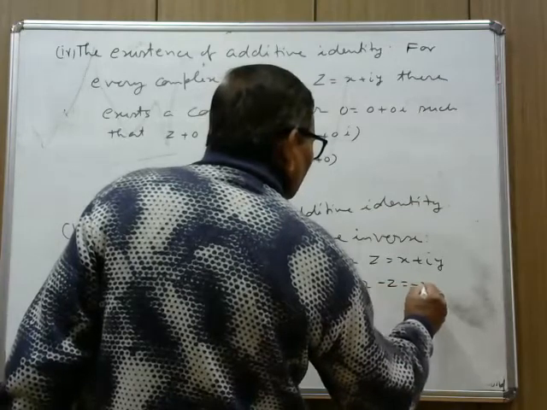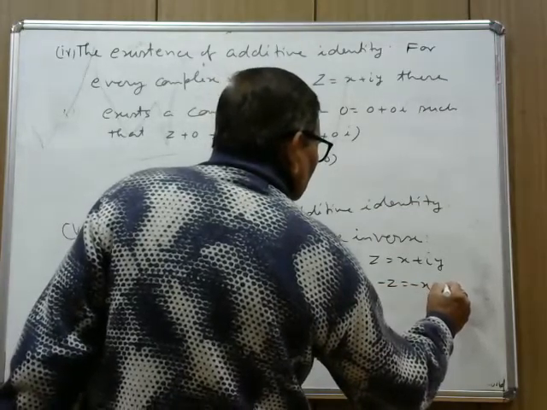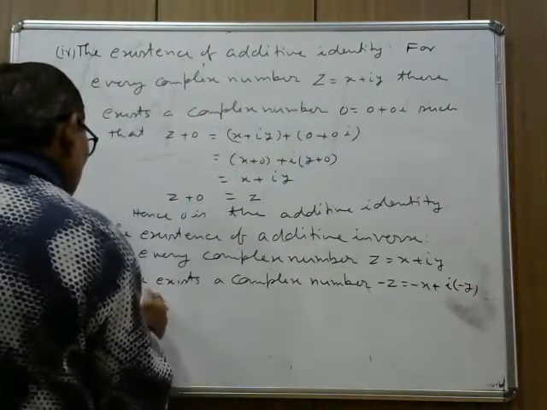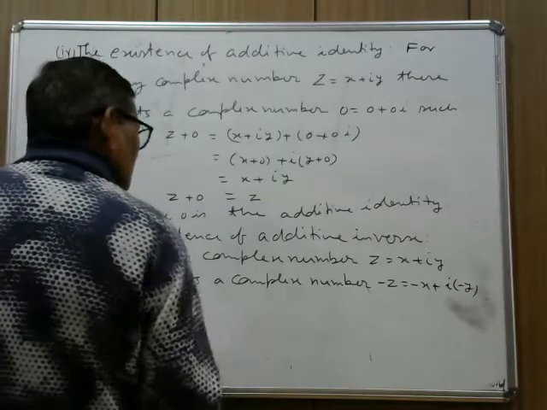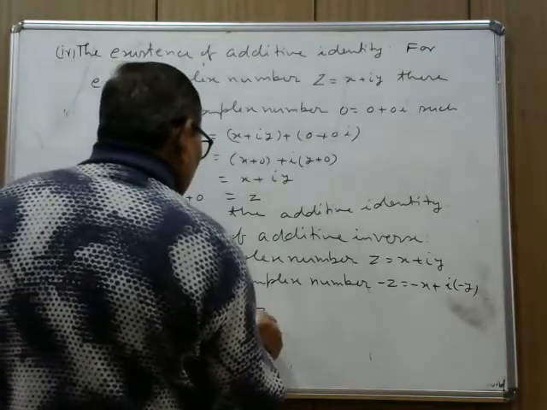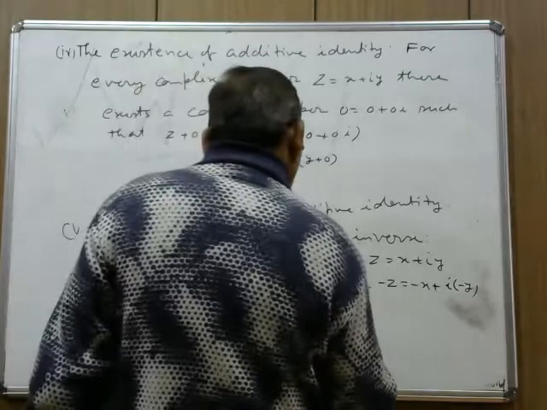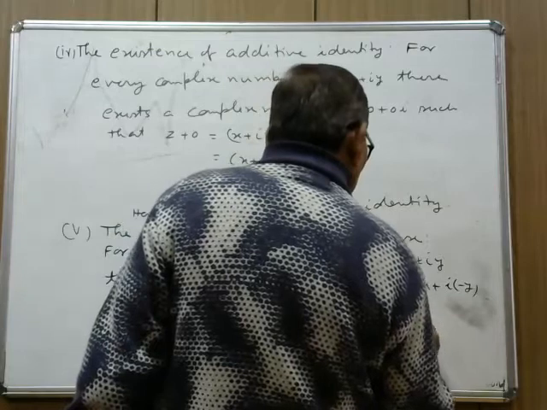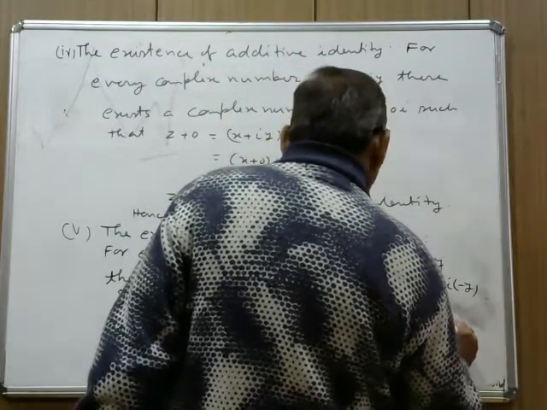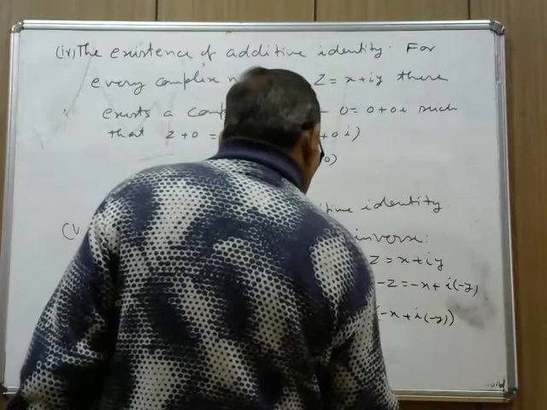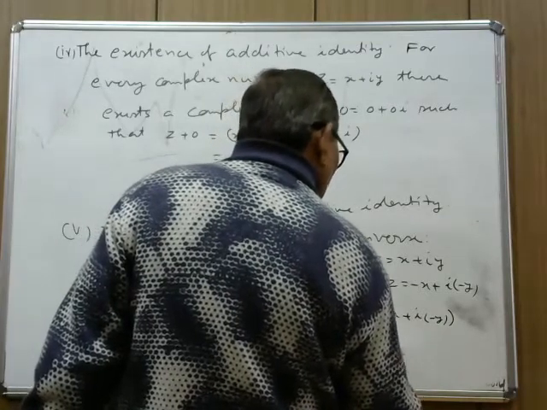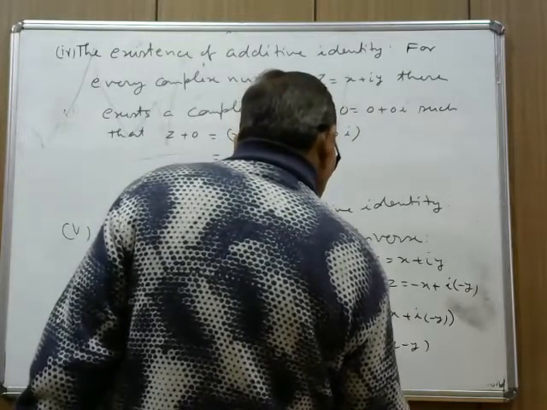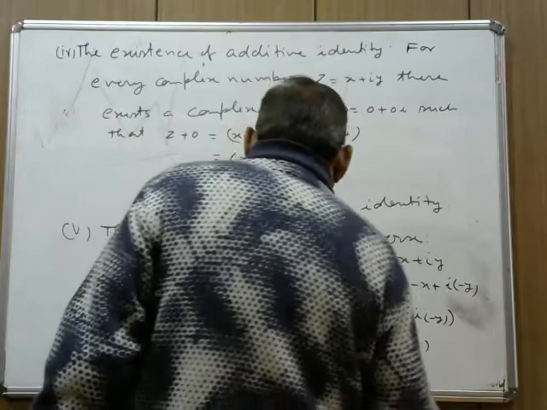minus z equal to minus x plus i times minus y such that z plus minus z equals x plus iy plus minus x plus i times minus y. This is equal to x minus x plus i times y minus y. This is equal to 0 plus i times 0, that is equal to 0.